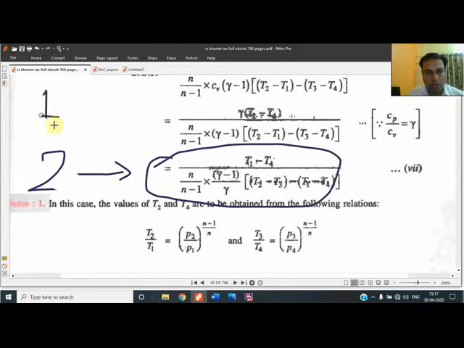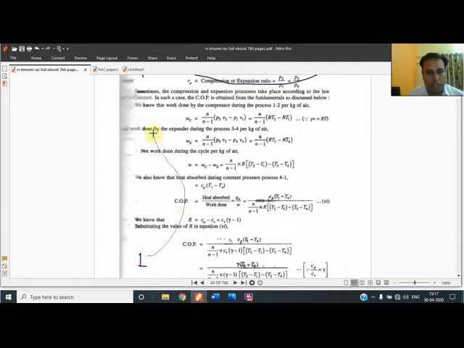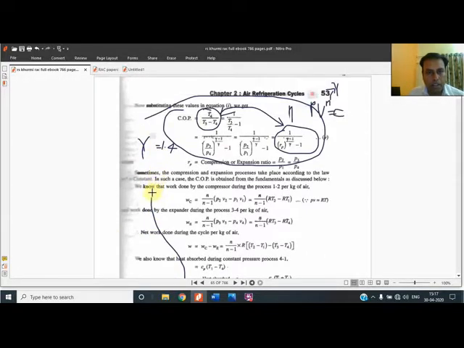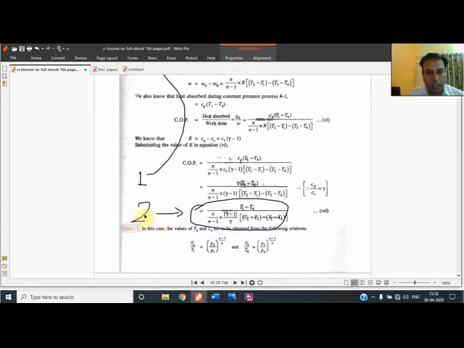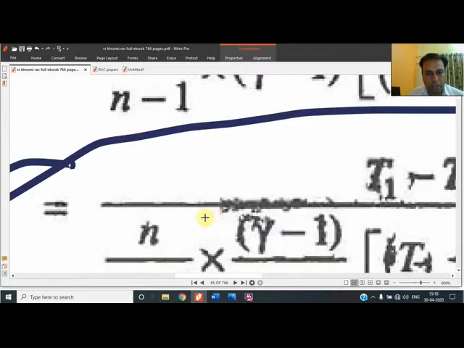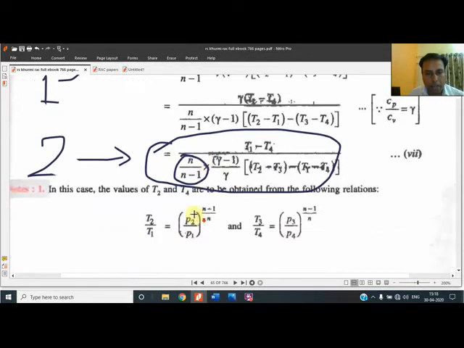The first formula I have shown you already. This was the first formula, and this one is the second. The second we have to use when expansion or compression takes place by some other index other than gamma.